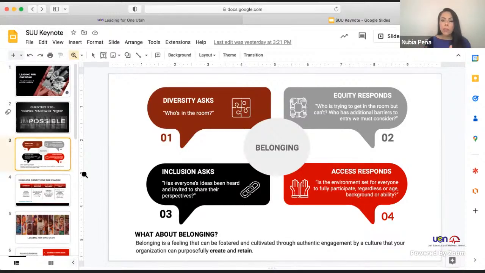So as you can see, each of these topics, areas of the work of the movement, asks a very different question that creates intentionality and a deliberate moment where we as leaders can pause to think about, who have we not considered? Who hasn't been involved and engaged with our efforts before? And how do we make sure that all of these people, consultants, ideas are brought to the table so that our programming is better? So belonging is a feeling that can be fostered and cultivated through authentic engagement by a culture that your organization can purposely create and retain.